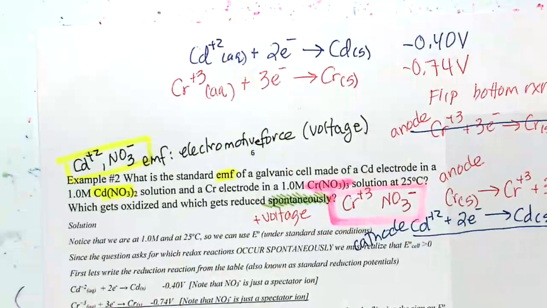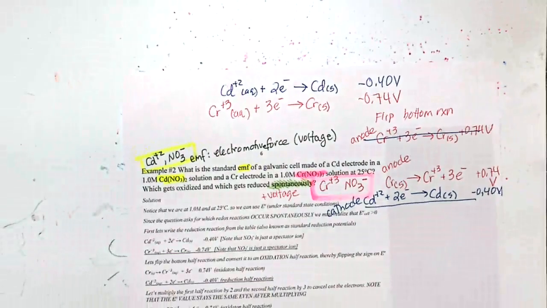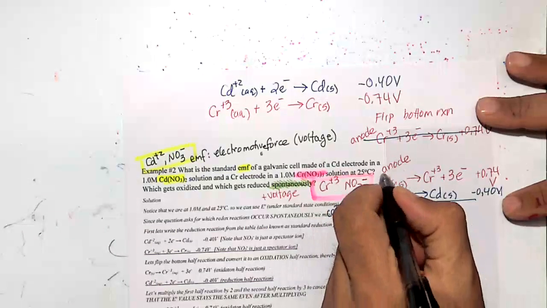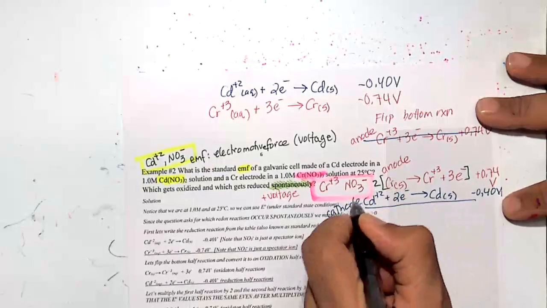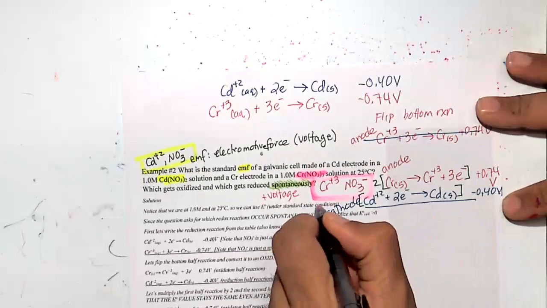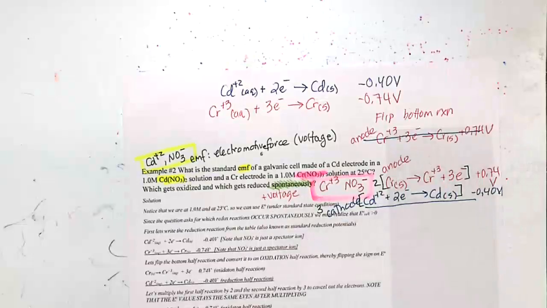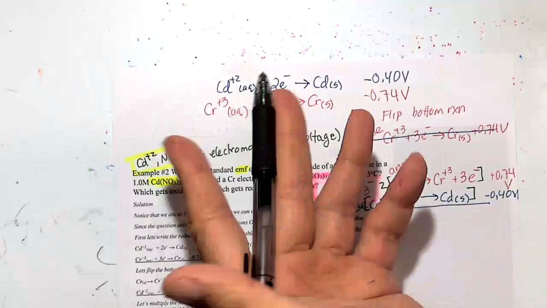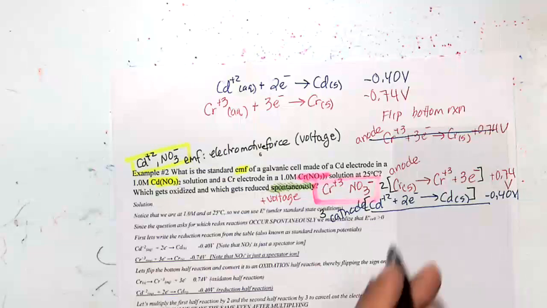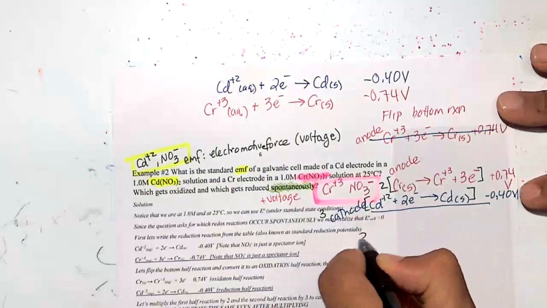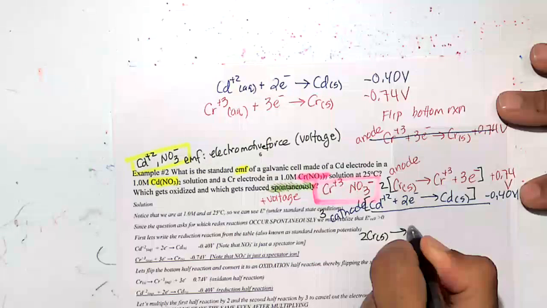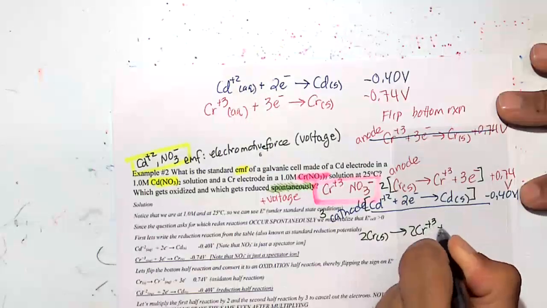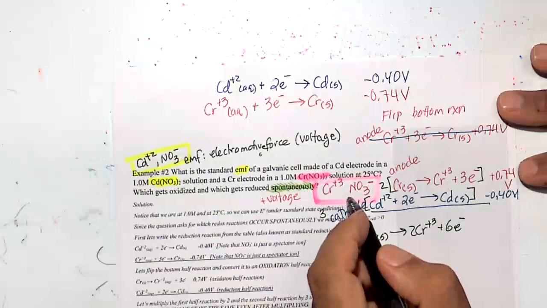Okay, we flip the bottom one, as Eric mentioned. We will take the top one, multiply it by 2, and take the bottom one, multiply it by 3. This is a 6-electron transfer reaction. We want to make this positive, so we flip the bottom one to make it positive. Multiply the top by 2. That gives us 2Cr goes to 2Cr plus 3 plus 6e minus.